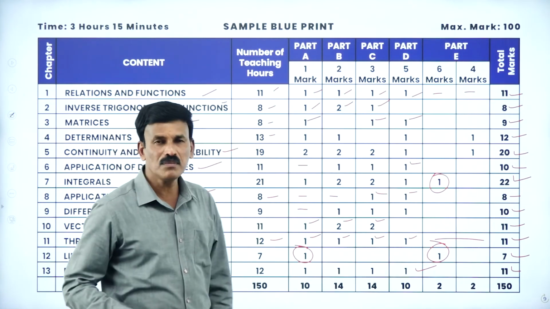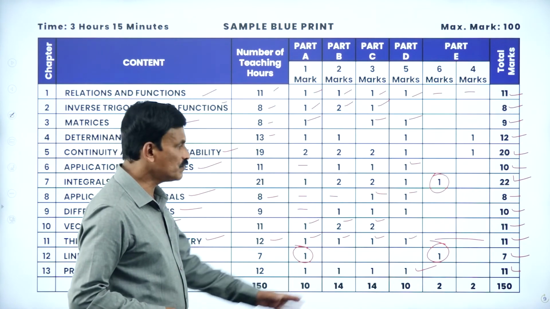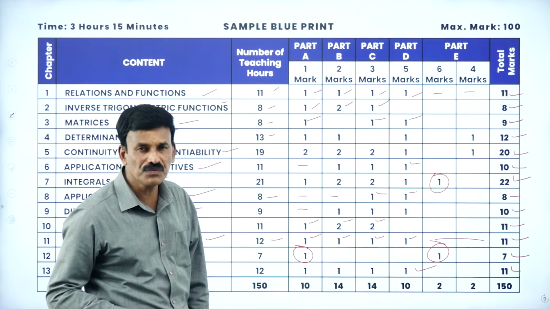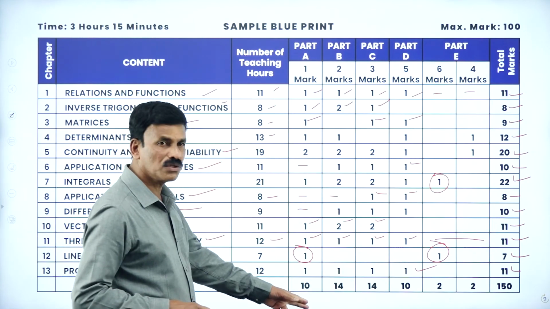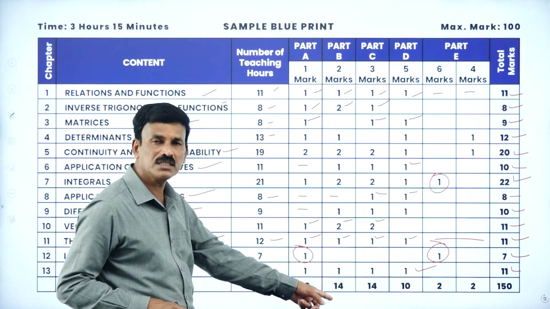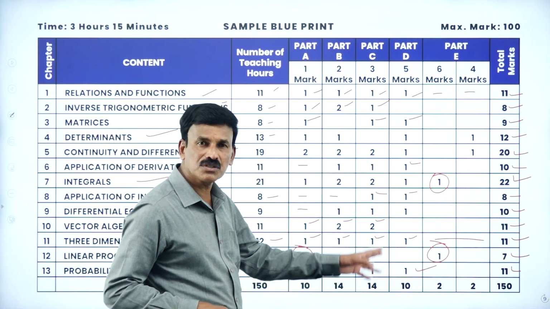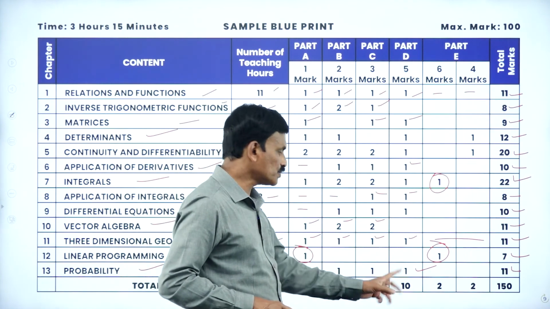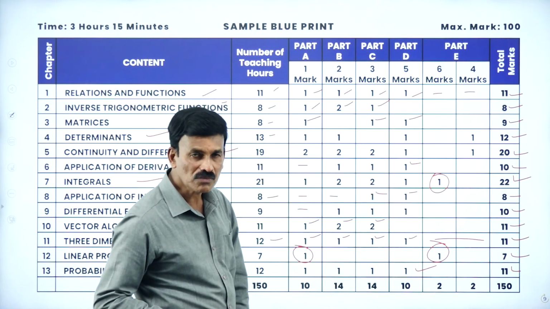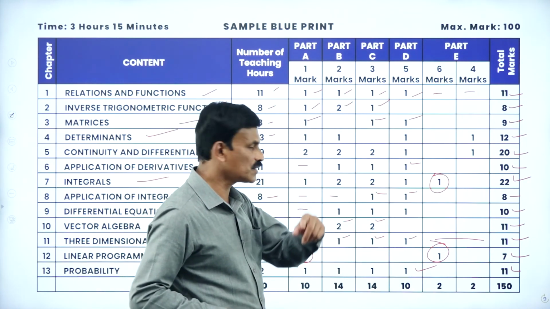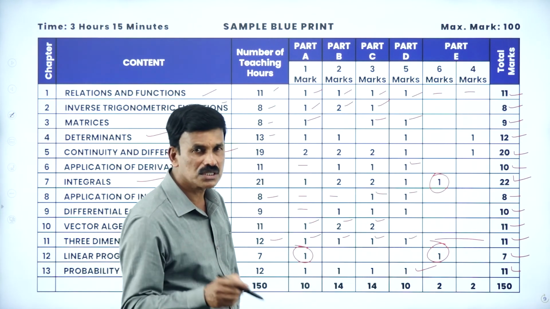So the question paper will be set for 150 marks and the number of hours is 150. The maximum number of marks will be 150 and in that we are going to answer for 100. So totally 1 mark, 10 questions will be there and 2 marks, 14 questions will be there, in that you are going to answer 10. Similarly 3 marks, 14 questions, in that also you are going to answer 10. And 5 marker questions are 10, in that you are going to answer only 6 questions. In part E, 2 six-marks questions will be there, you are going to answer 1 question, and in part E 4 marker questions will be 2, you are going to answer 1 question.